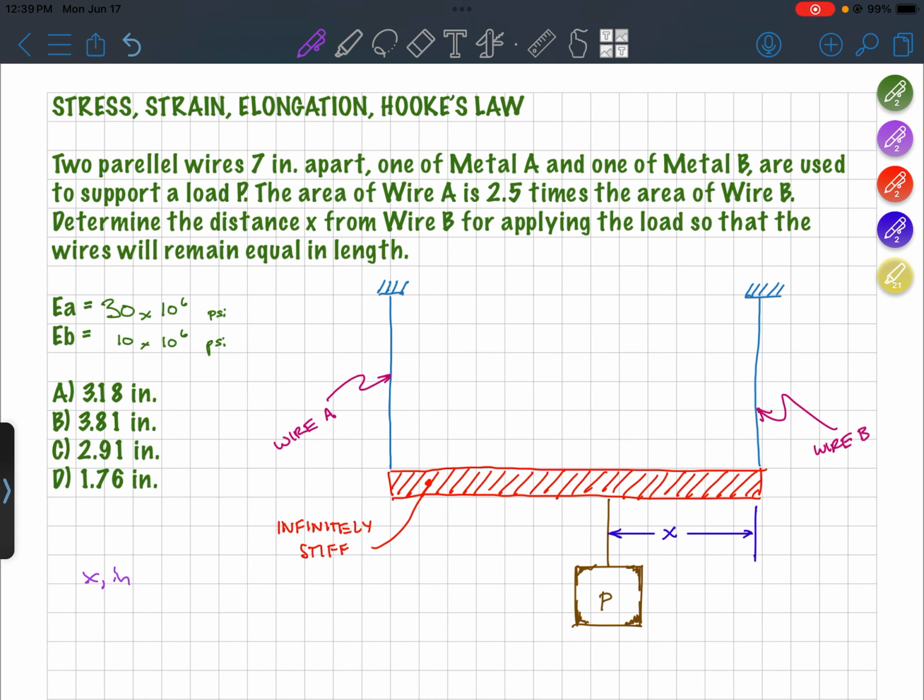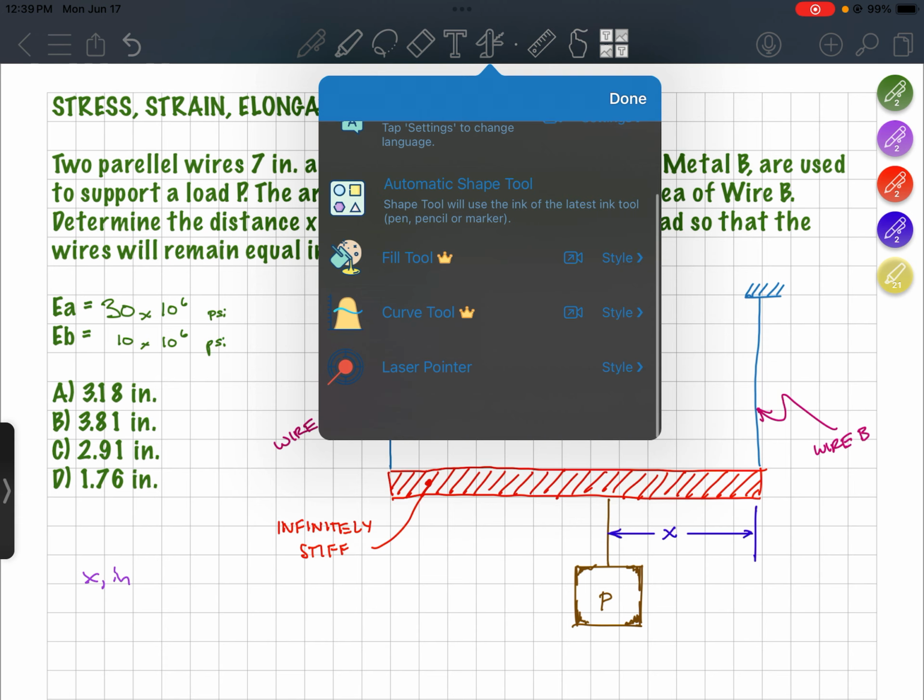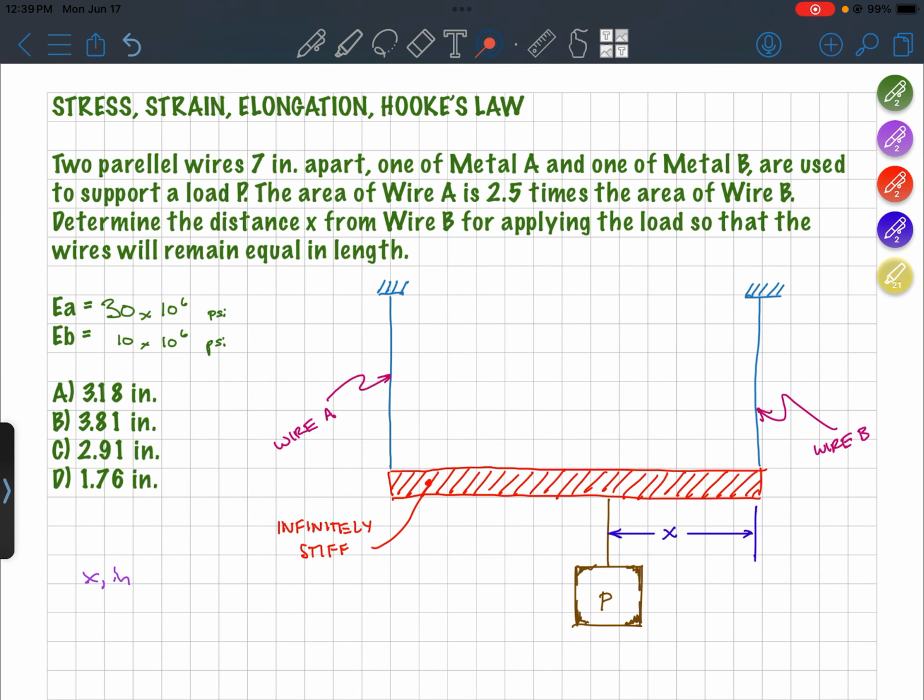Then let's look at our imagery and see what we've got here. We've got a bar and 2 wires. Any info in the picture that's not given in the text: we've got this note here that says infinitely stiff. I interpret that to mean that this bar is not going to bend as a result of load P, that it's going to just stay rigid. I don't have to worry about bending effects.